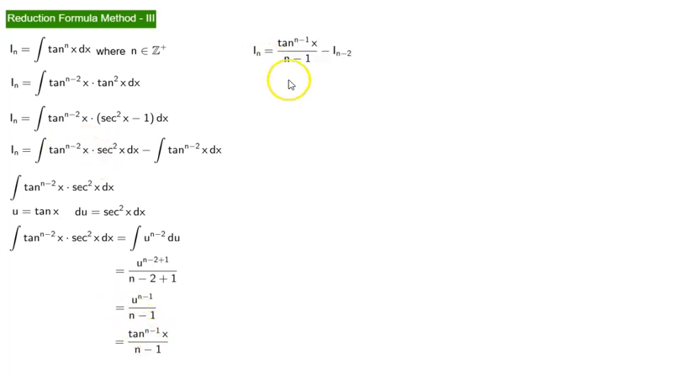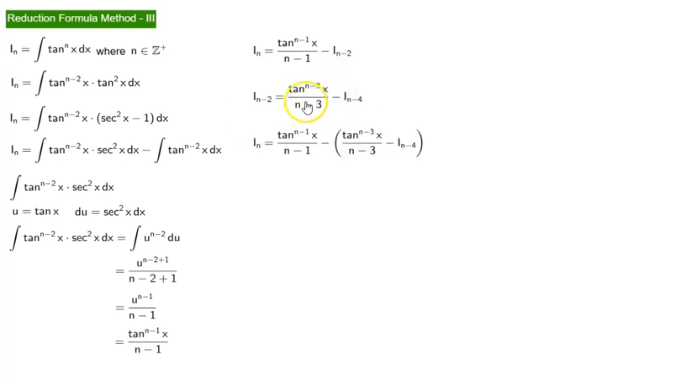So I sub n is equal to, first term is tan to the power of n minus 1 x by n minus 1. The second term is minus integral of tan^(n minus 2) x dx, which is nothing but I sub n minus 2. Naturally, which means we have to take care of now I sub n minus 2. So I sub n minus 2 will be equal to tan n minus 3. Remember, we have n minus 1, we are subtracting 2. We get tan to the power of n minus 3 x by n minus 3 minus I sub n minus 4.